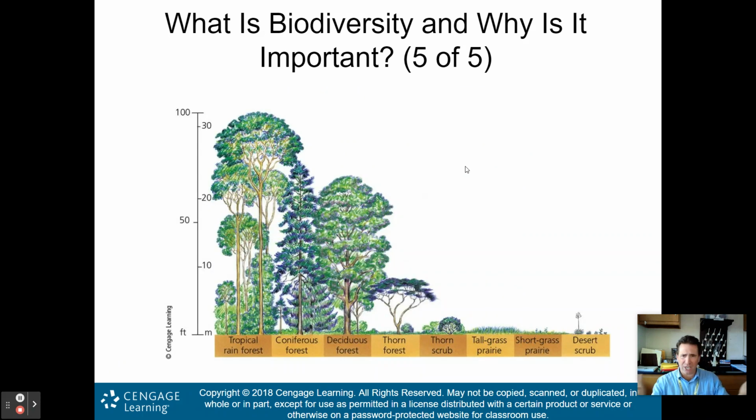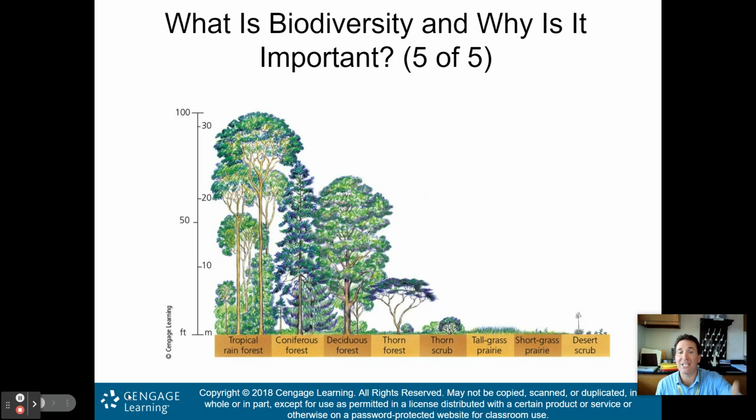So this is just a picture of a community structure. You'll notice in the tropical rainforest, plants are much higher, right? Different types of trees. In a coniferous forest, we're going to be dealing with pine trees mainly. Deciduous forest, right? Trees are a little shorter than in the tropical rainforest. Here's your thorn forest and your prairies, your shortgrass prairies, etc. Again, each community here, each different biome is going to have different plants, different animals, different biodiversity in those different areas.